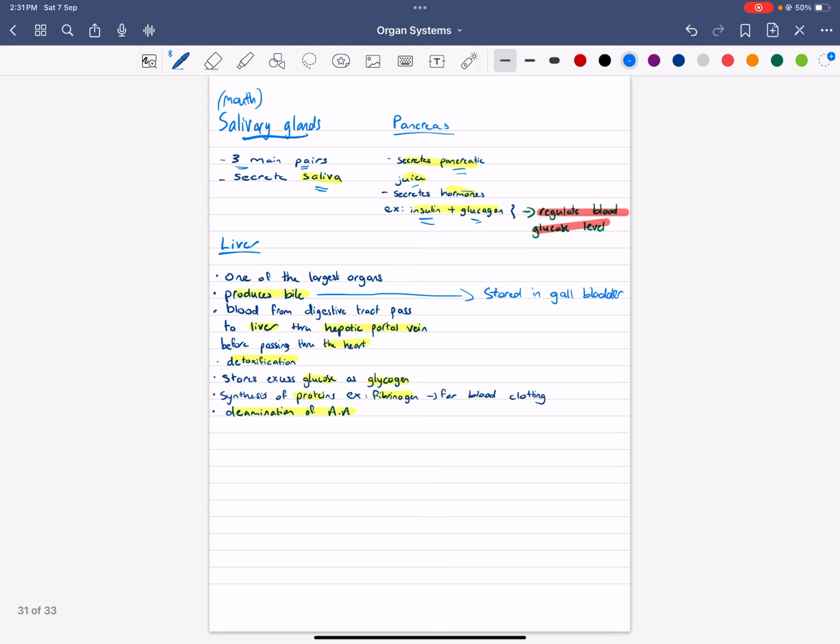And the liver. Liver is a very important organ in our body. It's one of the largest organs, actually. And remember, we said it produces bile, and then the bile is stored in the gallbladder, which is also an accessory organ.